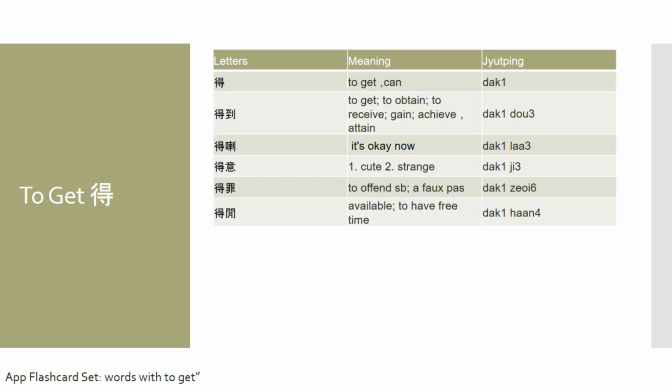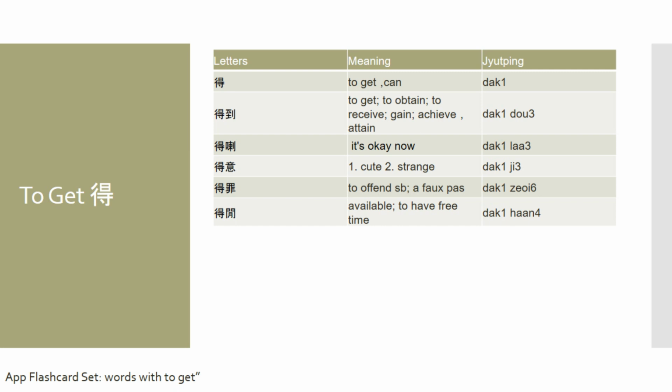The first Chinese character that I want to talk about is the Chinese character that represents to get, and in Cantonese it is pronounced da. Now if you want to say to get, to obtain, to receive in Cantonese, then you can say da do. Now if you want to say it's okay now in Cantonese, then you can say da la.